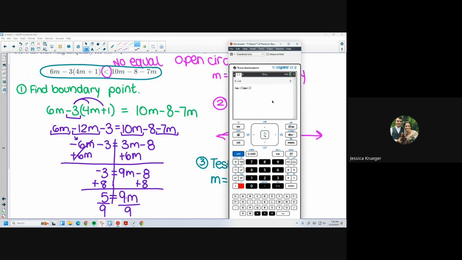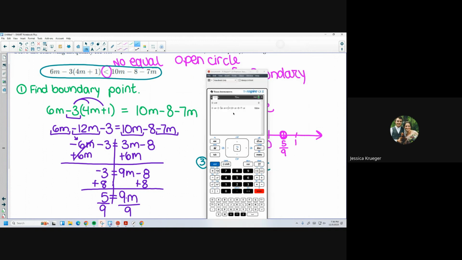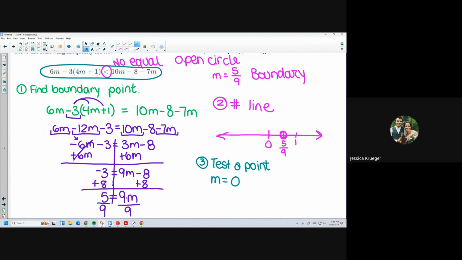Now, to get your inequality symbol, you're going to press Control and then the equal sign, because above the equal sign are all your inequality symbols. I want to pick that one right there. And then I'm going to enter the other side, 10M minus 8 minus 7M. And if I hit Enter, I get false. So when M is equal to 0, my inequality is false.